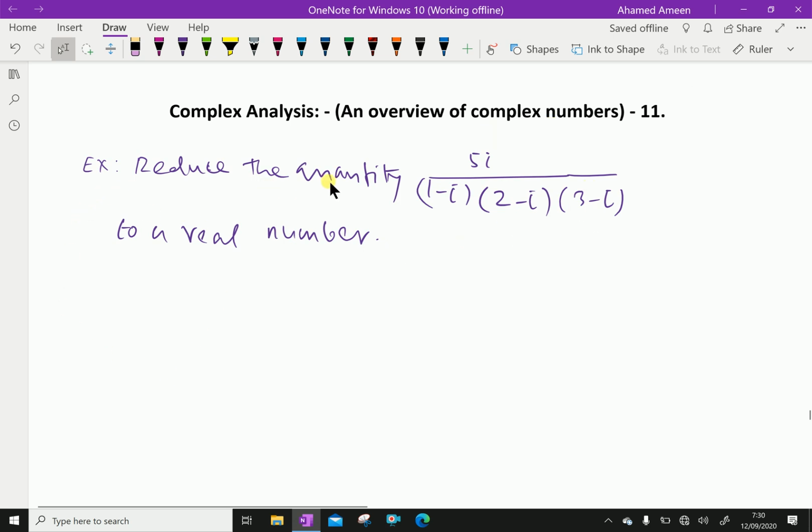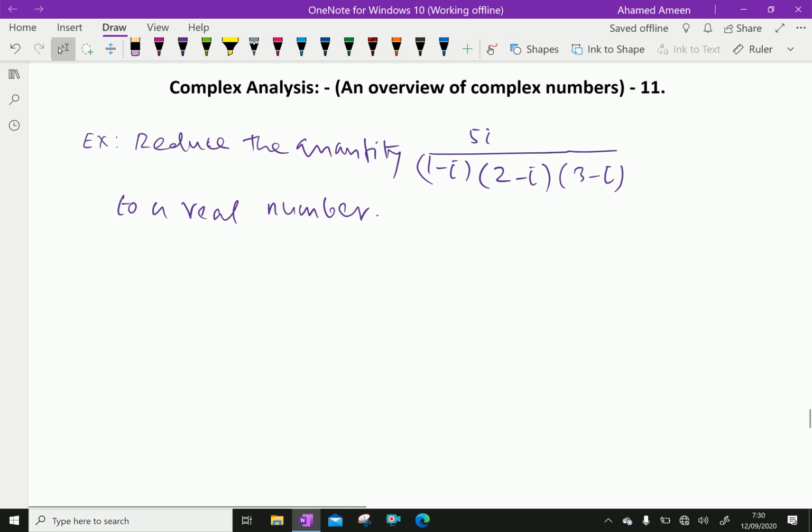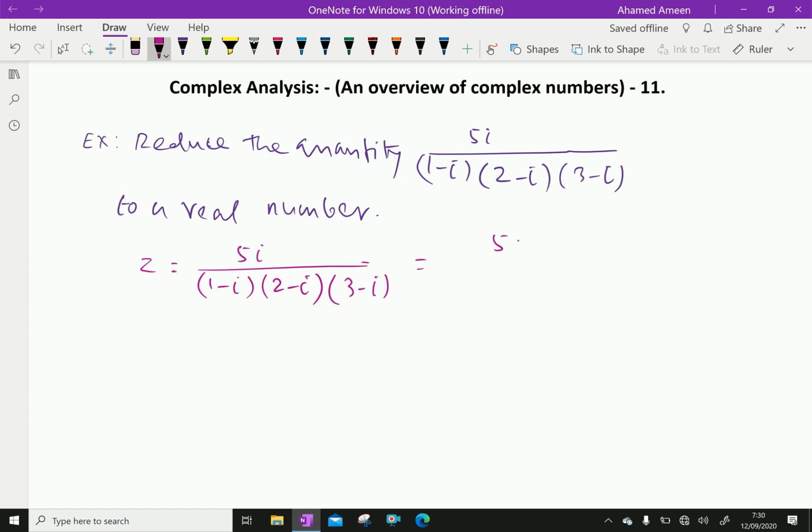Example: reduce the quantity 5i over (1 minus i)(2 minus i)(3 minus i) to a real number. Here, first write z equal 5i over (1 minus i)(2 minus i)(3 minus i). Over the first two parts we will take (1 minus i)(2 minus i) and multiply with the third.